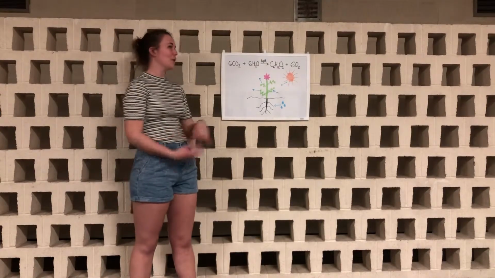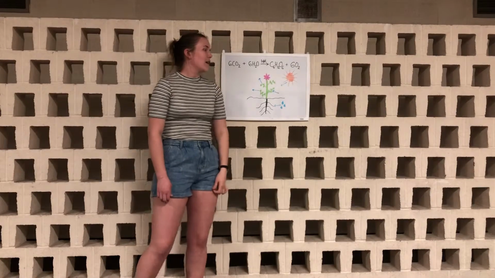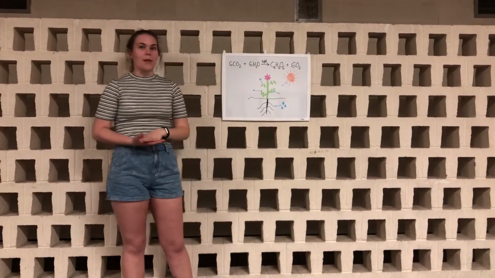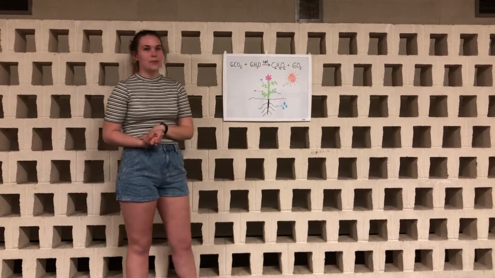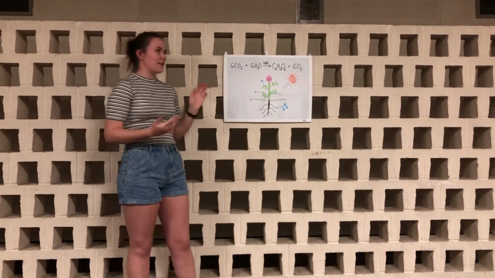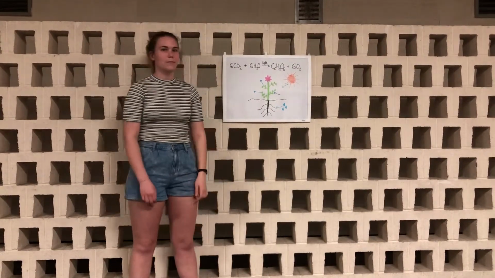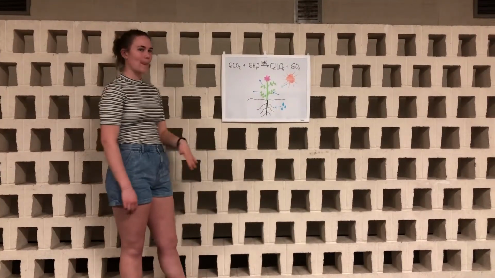Now, just a side note, of our two products, glucose and oxygen, the plant is going to keep some of them in order to perform cellular respiration. Now, we're not going to go into what cellular respiration is today, but just a side note to think about, that the plant does need to keep some glucose and oxygen in order to perform cellular respiration.